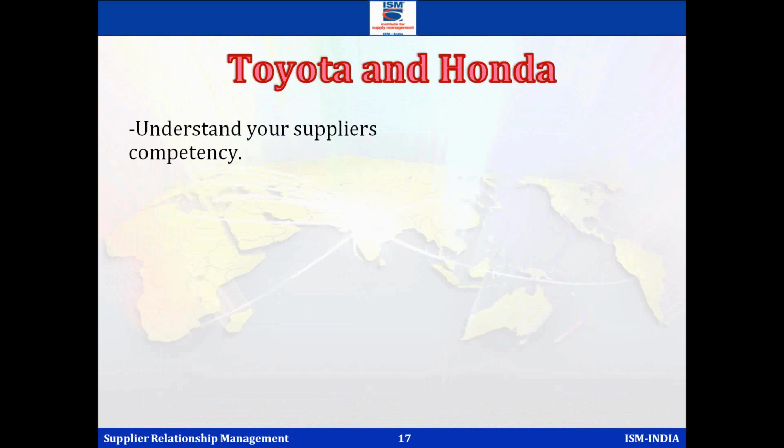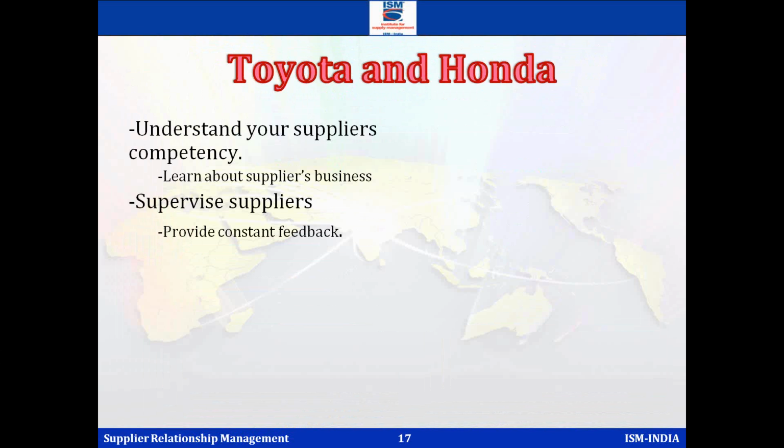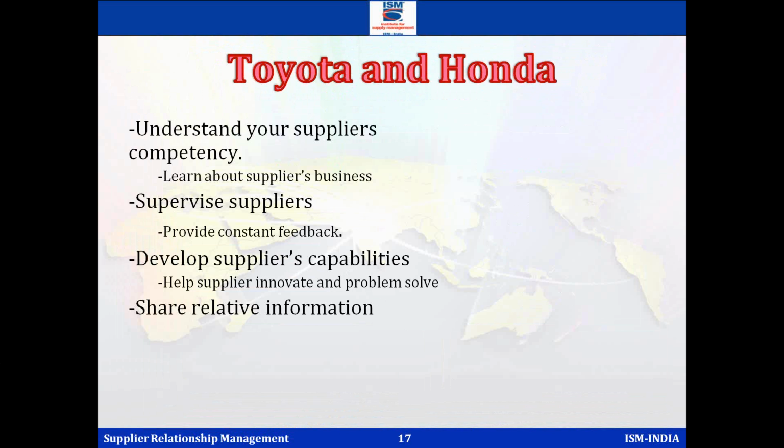This is the example I just wanted to tell you. Toyotas and Hondas are well known as car manufacturers. When they set up their first plant in the US, they were also buying most of their items from the same suppliers who were supplying to General Motors, Ford. The suppliers are the same who are supplying to Toyotas and Hondas, and the same suppliers were supplying to Ford and others. But the difference was there now. The Toyota and Honda philosophy, they said, understand your supplier competency. This is the lesson I can learn from this.